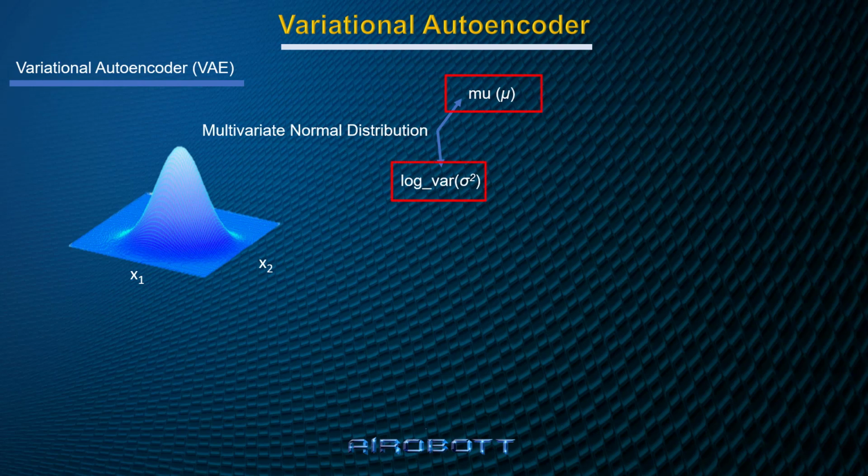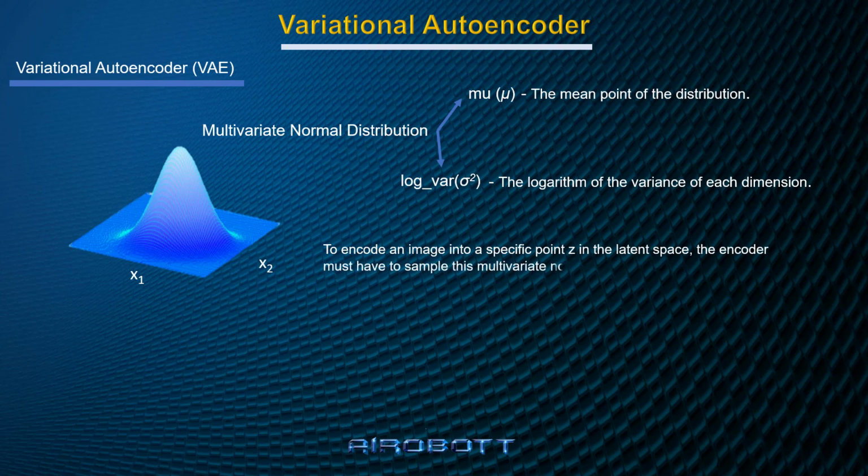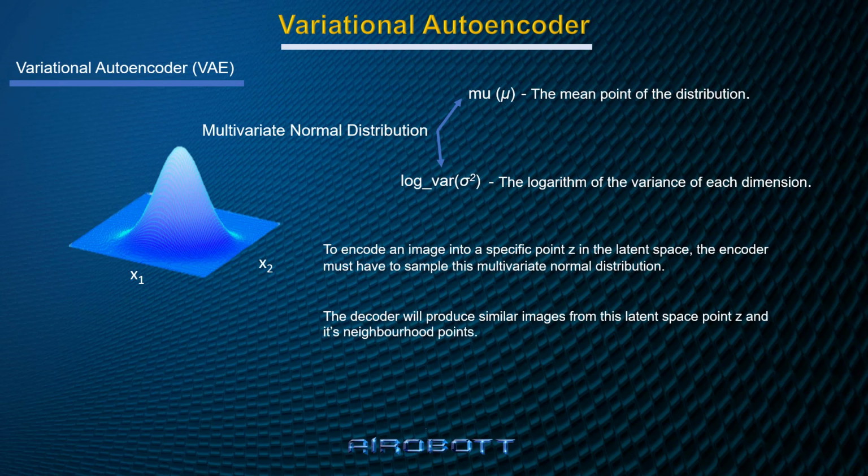These vectors are encoded by the encoder while the input image is being passed through the encoder, where mu is the mean point of the distribution, and log_var is the logarithm of the variance of each dimension. To encode an image into a specific point z in the latent space, the encoder must sample this multivariate normal distribution. The decoder will produce similar images from this latent space point z and its neighbourhood points.